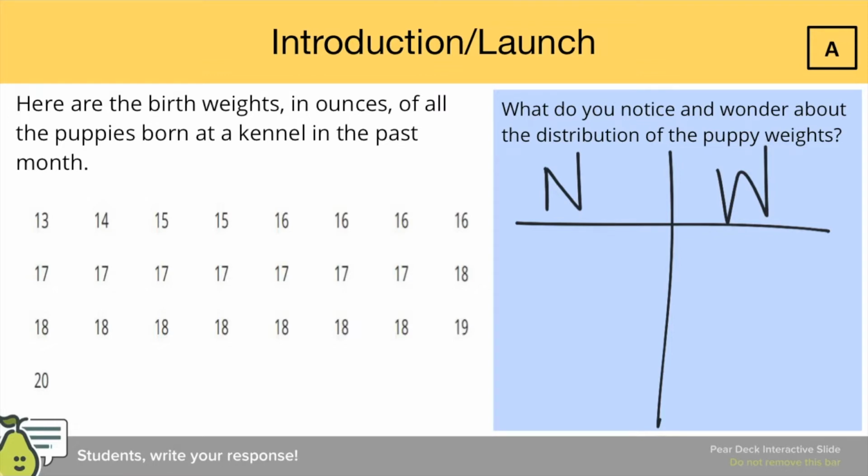I notice there are no gaps in the data or values that are very far from the center. I notice that there are 25 puppies. Students may wonder if the IQR is less than 1. I wonder if a box plot could be used to represent the data. I wonder if a dot plot could be used to represent the data.